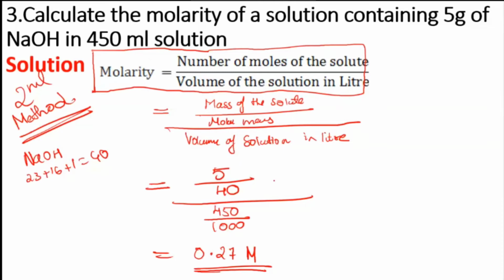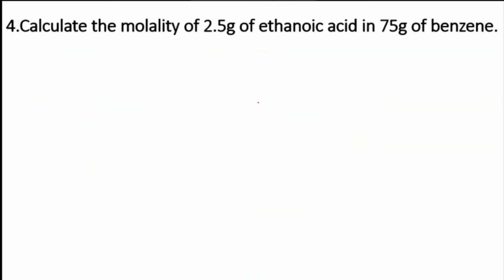Okay, next problem. Fourth one is to calculate the molality now. It is to calculate molality of 2.5 gram of ethanoic acid. Ethanoic acid formula is CH3COOH. Okay. Acetic acid itself is ethanoic acid, in 75 gram of benzene.